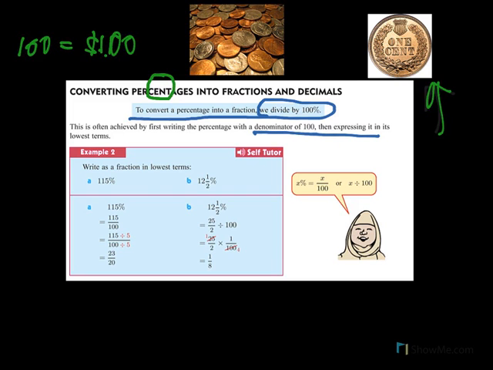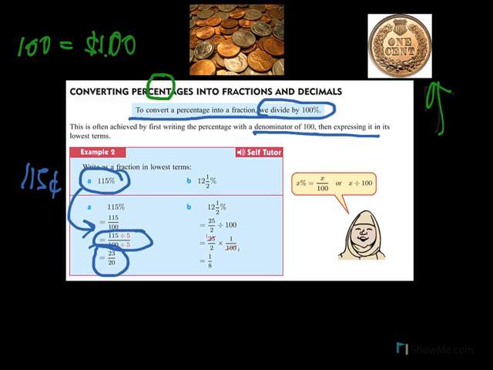Let's look at this example here. We have 115%. That is kind of like saying 115 cents, and we need to put that into a fraction. Well, we write it as a fraction with 100 underneath: 115 over 100. Now, they divide that fraction by the biggest common factor, which is 5. And turning 115% into a fraction, we're going to get 23 over 20.